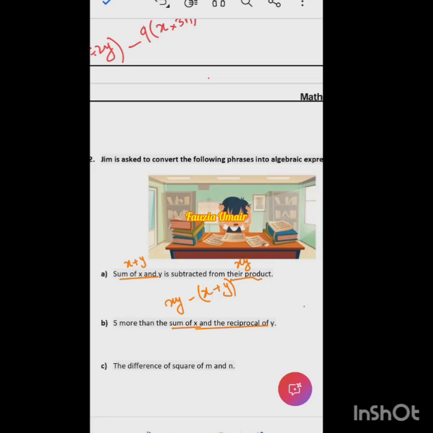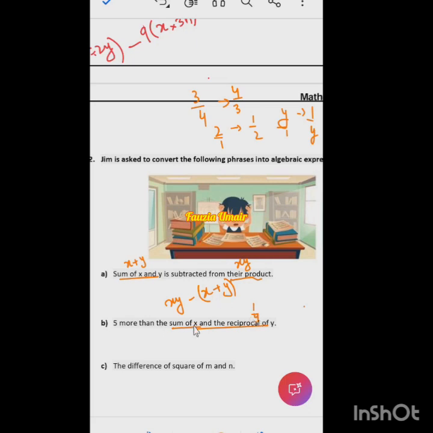What is the reciprocal of, let's say, 3 by 4? We will convert it to 4 by 3. So then what is the reciprocal of 2? It's 1 by 2. So then what is the reciprocal of y? It's 1 by y. ठीक है. So the reciprocal of y is 1 by y, right?